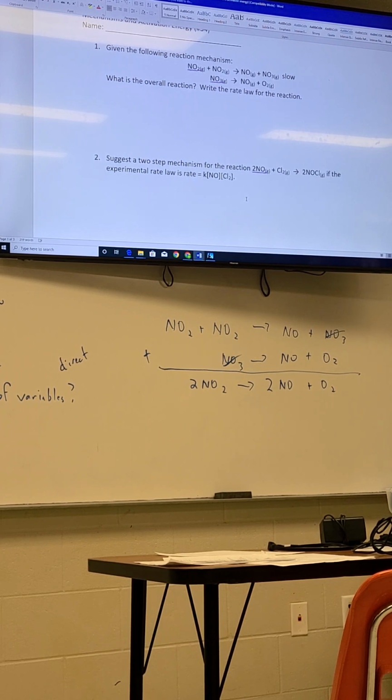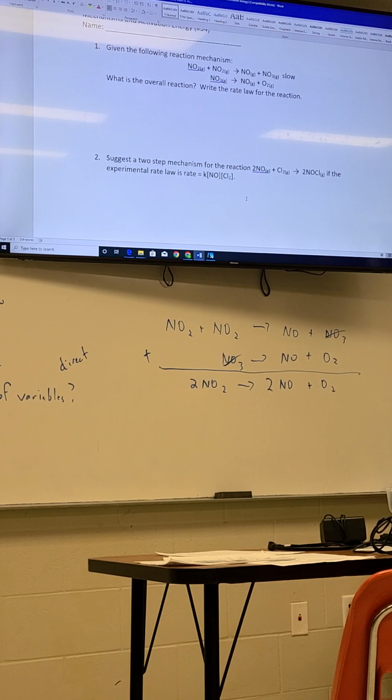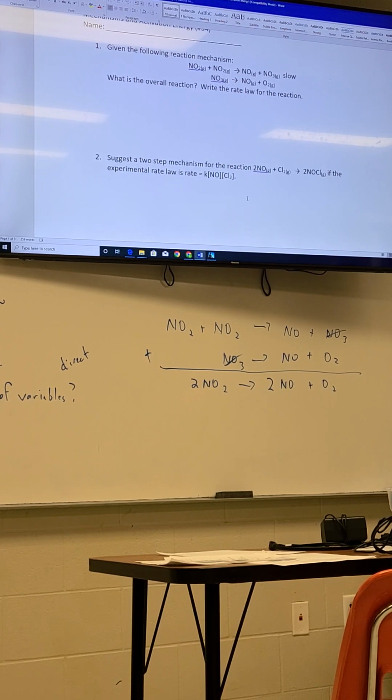So when it asks for the overall reaction, we're basically just adding them? Okay. Will the equations always be, like, will we ever have to balance an equation before we do that? Not that I've seen. Okay. I never say never with AP. Yes, just make sure it's balanced. It should be with mechanism stuff, but.